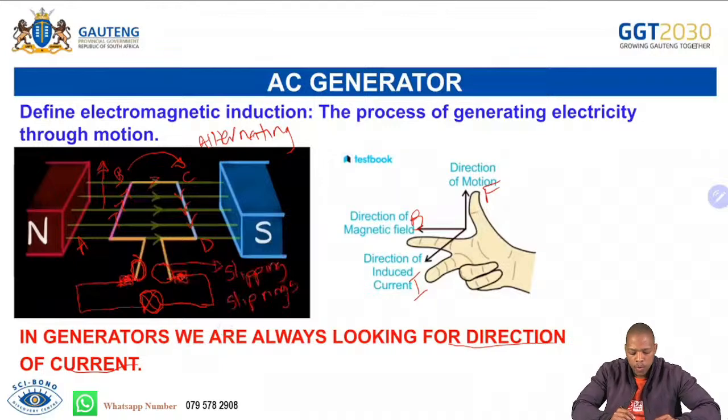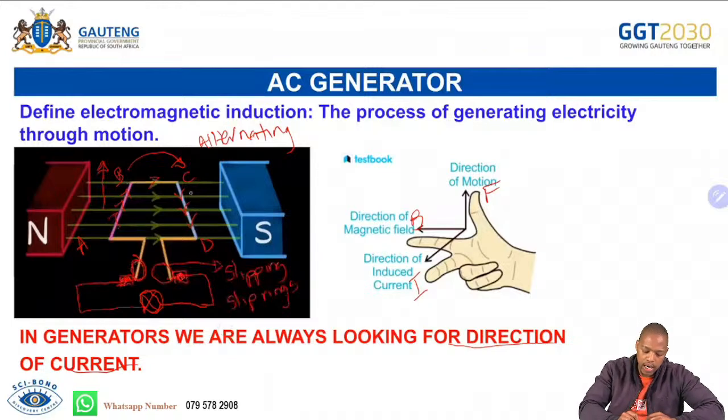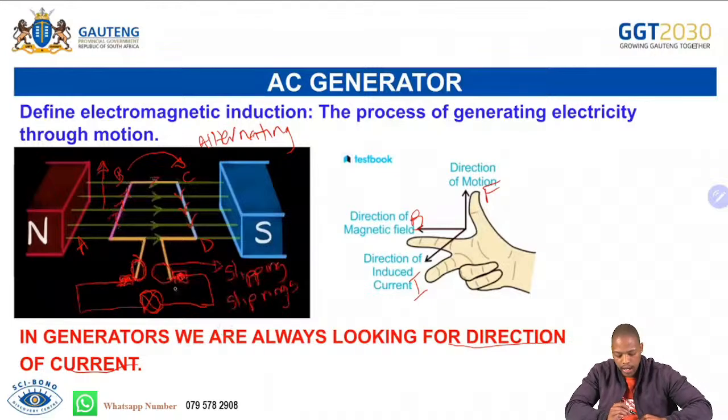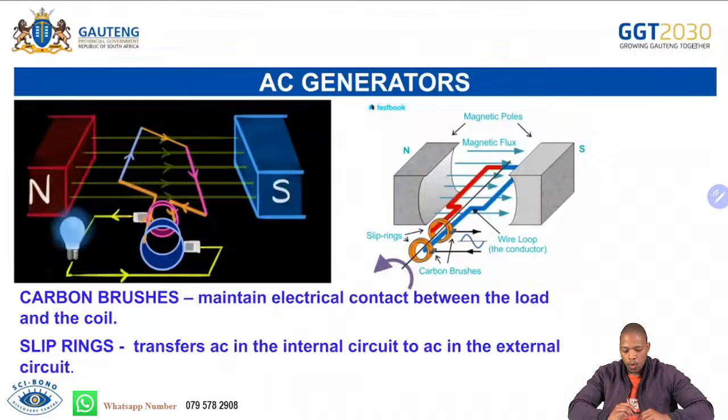We need to know the design of a generator is going to have a coil and a magnet. It's going to have carbon brushes that are there to maintain electrical contact. It is also going to have these rings that are slipping through the carbon brushes, and these rings, their job is to ensure that the alternating current that is in the internal circuit is also the alternating current in the external circuit.